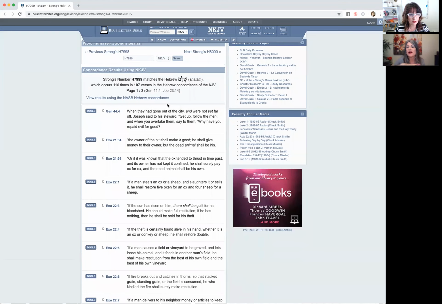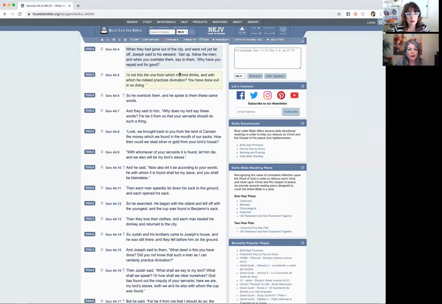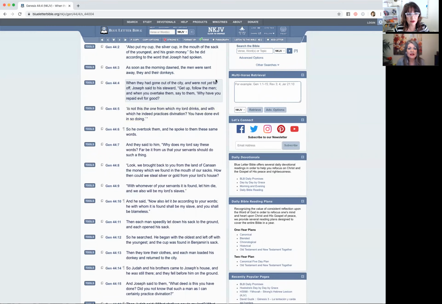And Blue Letter Bible did a phenomenal job of this. It's just amazing, the hours and hours and years and years of study that went into this. So the very first time that this word is ever used in the scripture, Genesis 44:4, and it's talking about the reward. Right here, Genesis 44:4. When they have gone out of the city and were not yet far off, Joseph said to his steward, "Get up, follow the men. And when you overtake them, say to them, why have you repaid evil for good?"